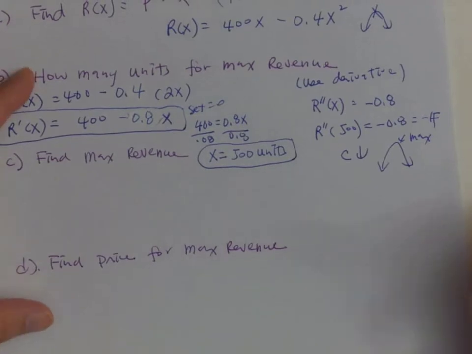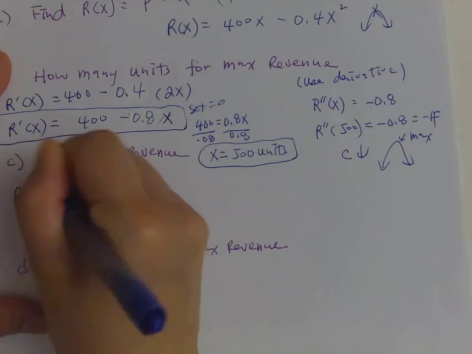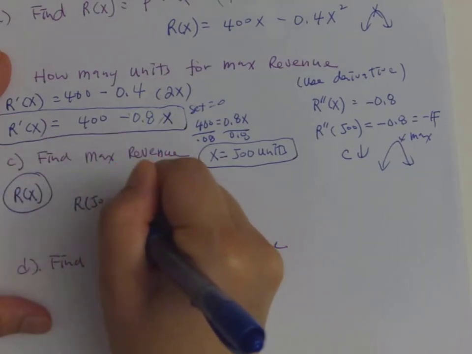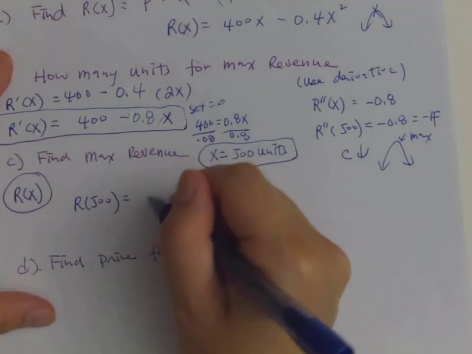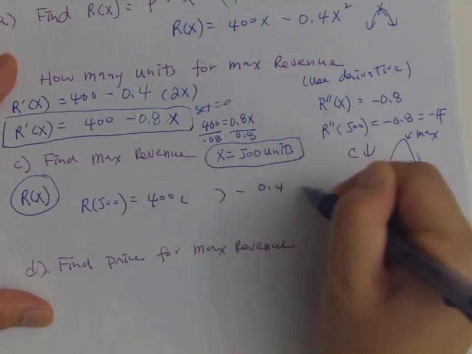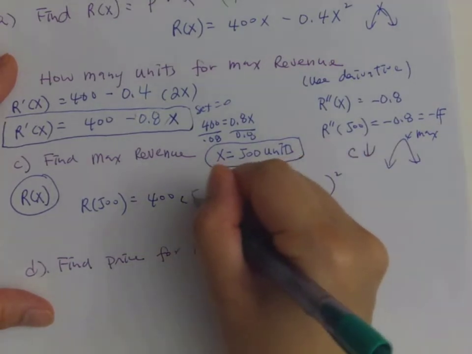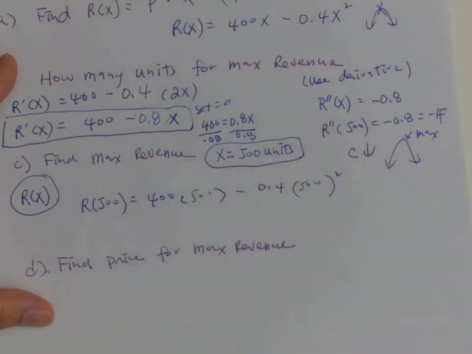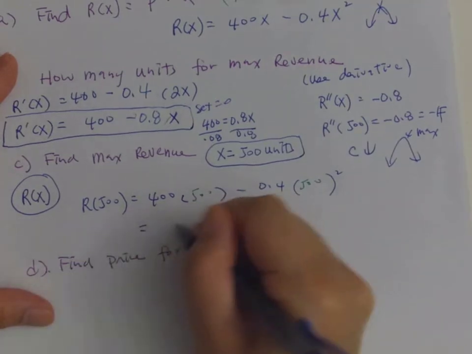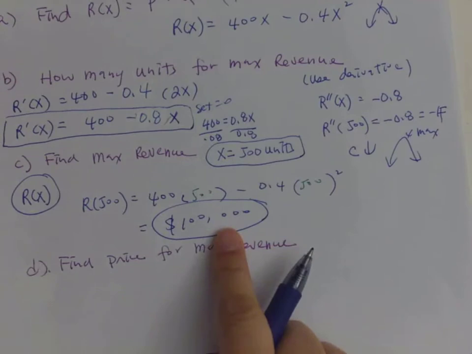To find the maximum revenue, I know I need to sell 500 units, so I can plug it back into my R of x, right? So R of 500 is going to be 400x minus 0.4x squared. Plug in 500 here. Put it in your calculator, and that would be $100,000. So my maximum revenue is $100,000 when I sell 500 units, okay?